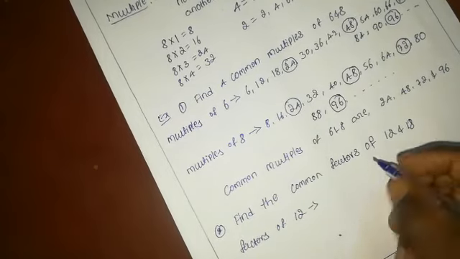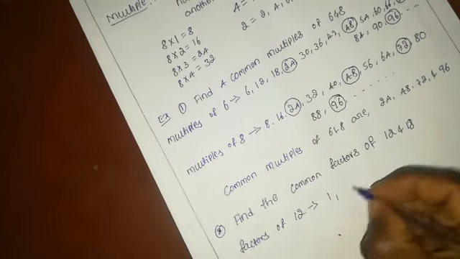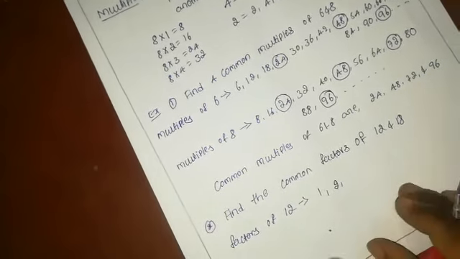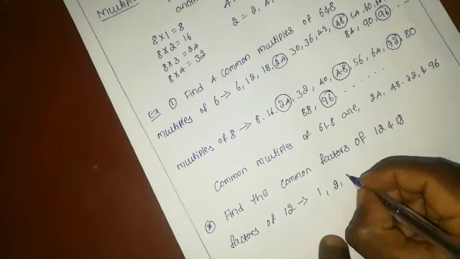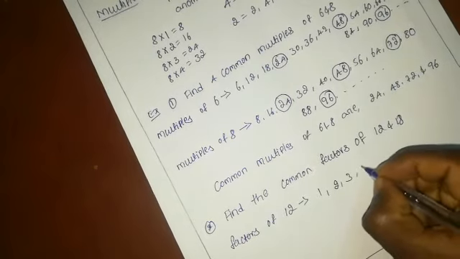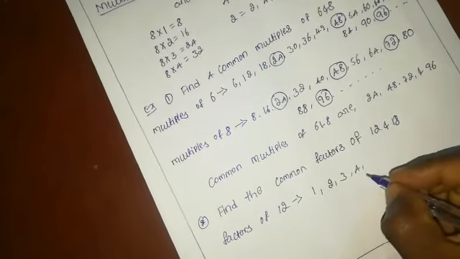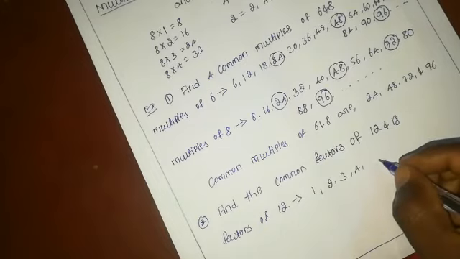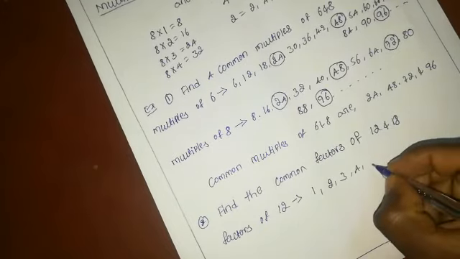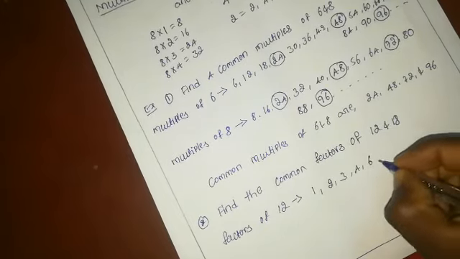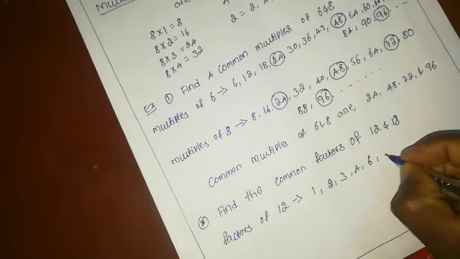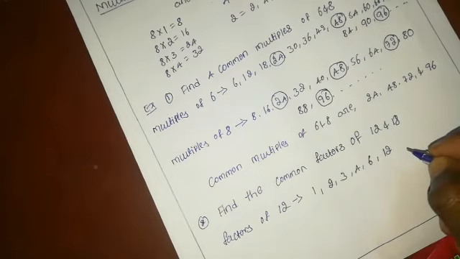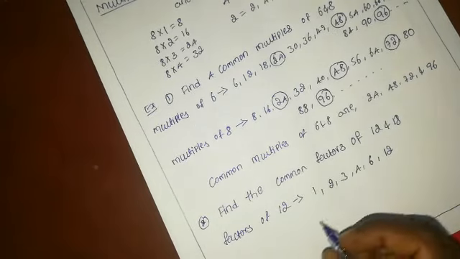It means 1 divides 12 exactly 12 times, and 2 divides 12 6 times, and 3 divides it 4 times, and 4 divides it 3 times exactly, and 5 does not divide 12, and then 6 divides 12 how many times? 2 times, and then 12 divides 12 1 time. So these are all the factors of 12.